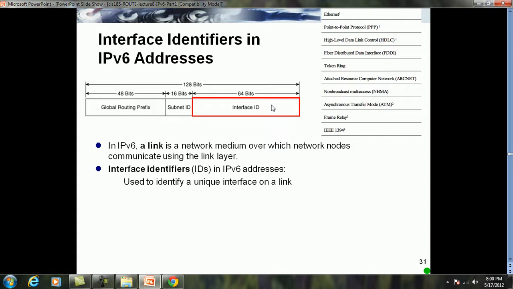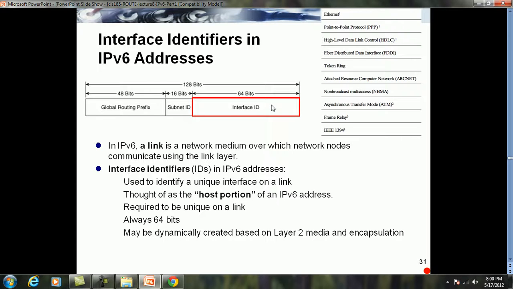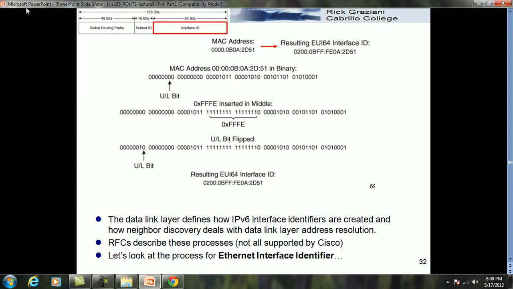Let's see. The interface ID is used to identify a unique interface on a link. Unique means single. It serves as the host portion of an IPv6 address. But it is required to be unique on a link. A link means between two routers, correct? It has to be unique. It is always 64 bits. It may be dynamically created based on the layer 2 media and encapsulation. Layer 2 media means your serial link or your Ethernet link, correct? Now see how it is generated.